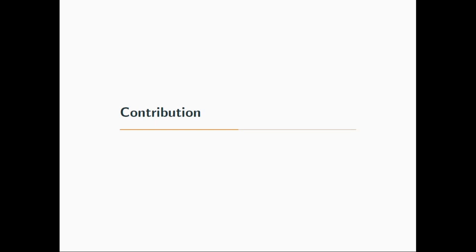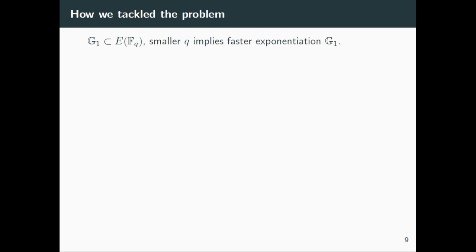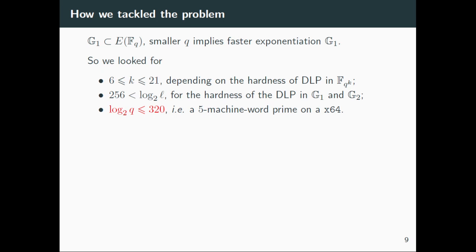With both previous points in mind, one, the advances in discrete logarithm computation in finite fields, and two, schemes benefiting from a smaller G1, we can now detail our construction. As G1 is a subgroup of the Fq rational points, we would like a smaller prime q. So the embedding degree and the prime l are picked in intervals such that the discrete logarithm problem is hard to solve in G1, G2, and GT.